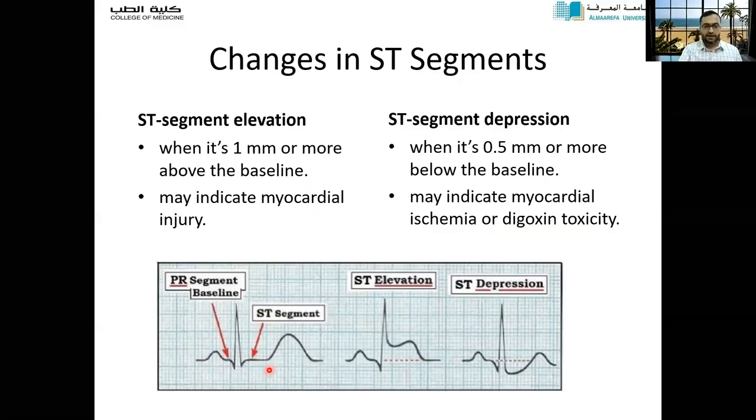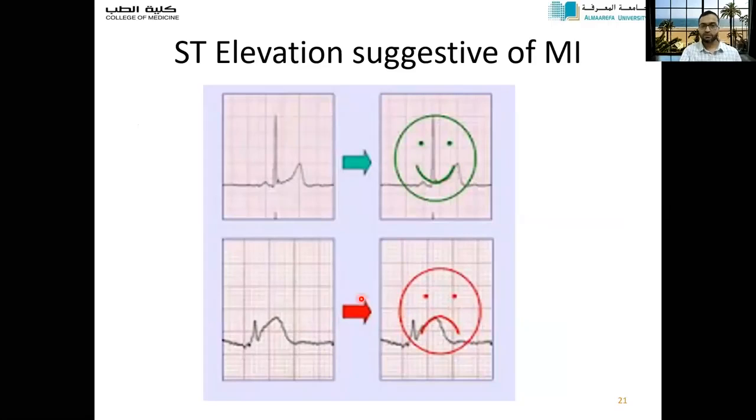So here, as I have shown, this is an isoelectric ST segment, and you can see here the ST segment elevation. The baseline is shown by the dotted line, and the ST segment is elevated. In another picture, I have shown the ST segment depression, which is a sign of myocardial ischemia. All ST segment elevations are not myocardial infarction. Remember this. There is a criteria for myocardial infarction.